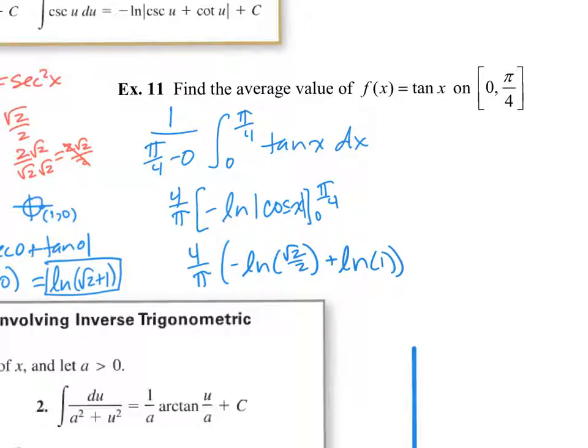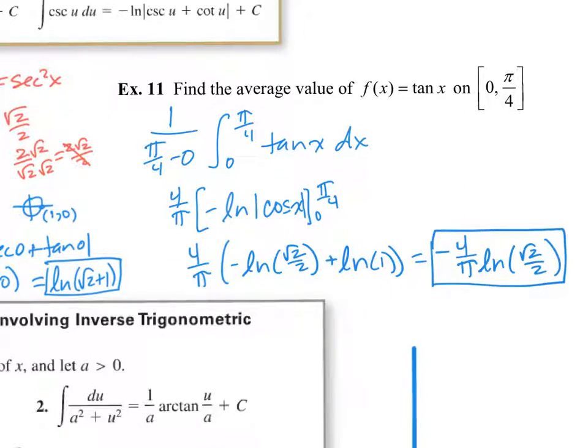Okay? So then we can simplify this a little bit more. First of all, natural log of 1 is 0. And then the other thing I'm going to do is take this negative and pull it out in front. So our final answer would be negative 4 over pi times the natural log of the square root of 2 over 2.